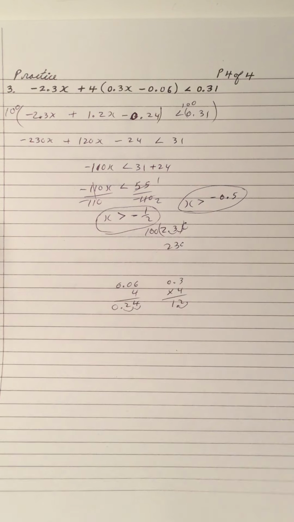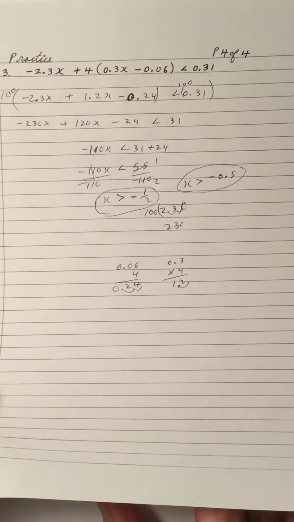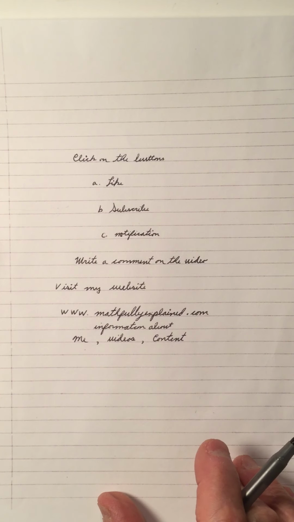So that's just a review, making sure that you're keeping your skills up and being careful what you're doing. But when you divide or multiply an inequality by a negative number, it changes direction.